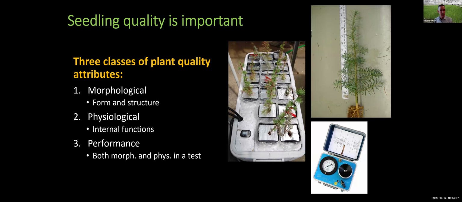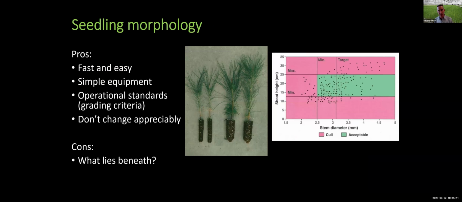We have classes of plant quality that we measure in the nursery and in the field. They come in morphological quality assessments, physiological assessments, and performance assessments as well. I'm just going to run through these real quick, and I probably need to go faster than real quick. So, seedling morphology.